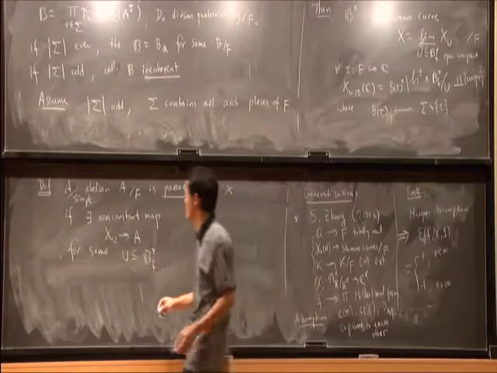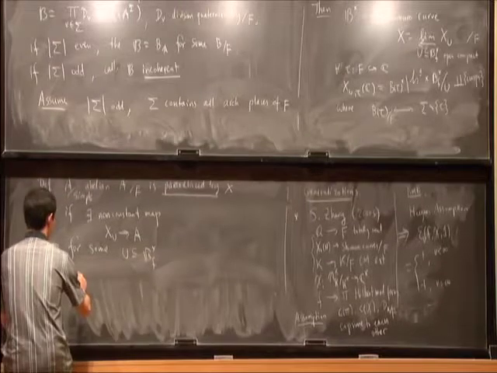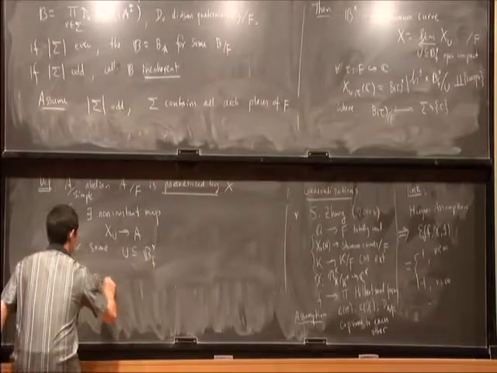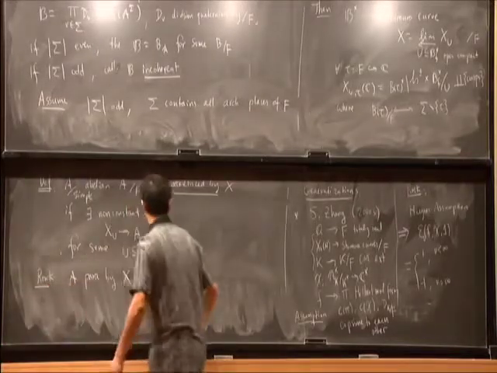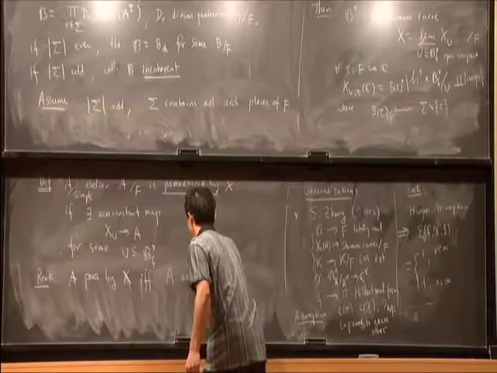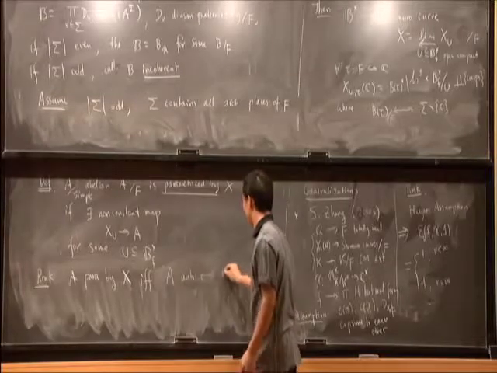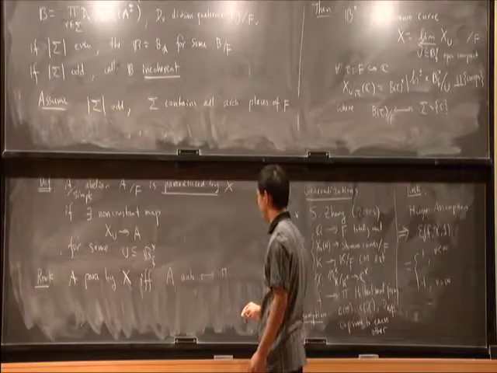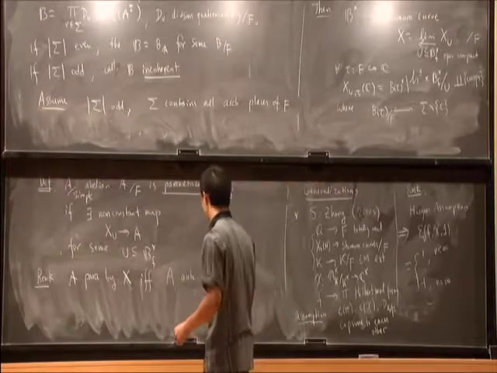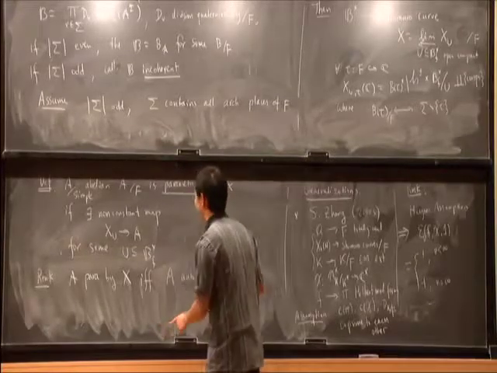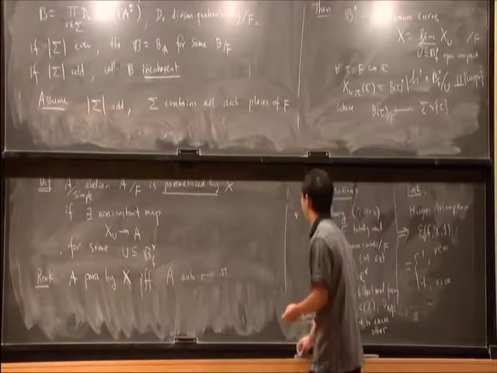A remark here: A is parameterized by X if and only if, firstly, A is automorphic, and then automorphic somehow corresponds to this. OK, you're right. Let's go back to that later, because I will introduce a lot of definitions.